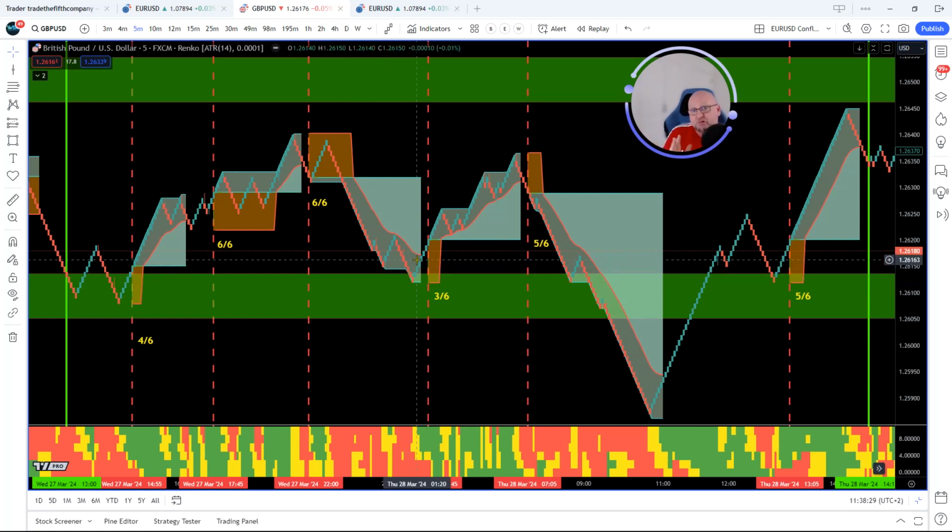So with the roller coaster reversing, remember the bias depth heat map's not going to pick up all green straight away when we've just tested, we've bounced and we're going again. But we're 3 out of 6.